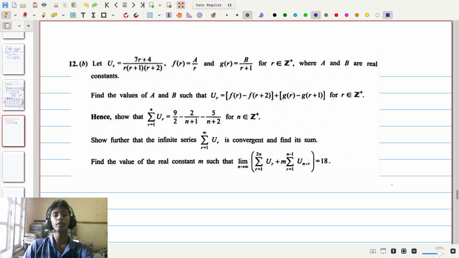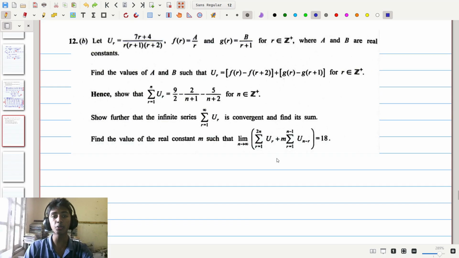So to start dealing with this question, what we need to do first is to find the real constants A and B. In order to do that, what we're going to have to use is this equation for U of R, this equation for F of R, and this equation of G of R, and this relationship between U of R, F of R, and G of R.